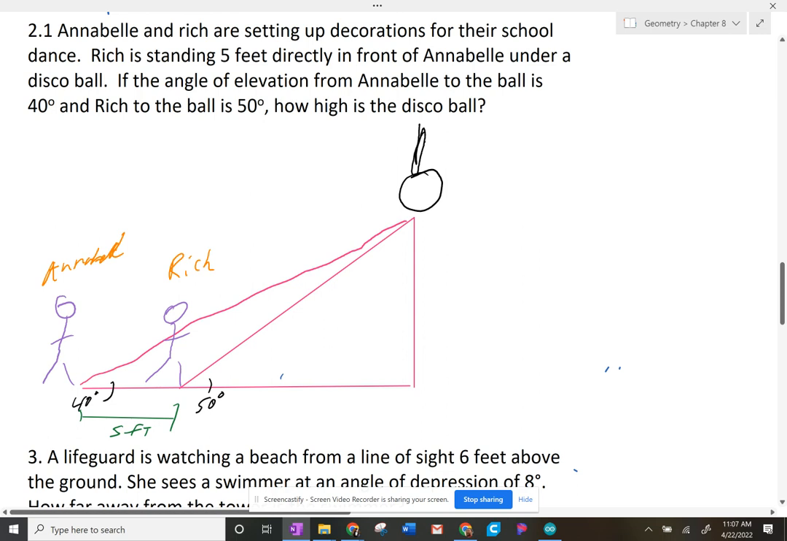All right, so it says Annabelle and Rich are setting up decorations for the school dance. Rich, that's it right here. He's 5 feet directly in front of Annabelle under a disco ball. If the elevation from Annabelle to the ball is 40 degrees, this spot right here, from her to the disco ball is 40 degrees, and Rich to the ball is 50 degrees, from here up to here is 50 degrees. I want to know how tall the disco ball is.